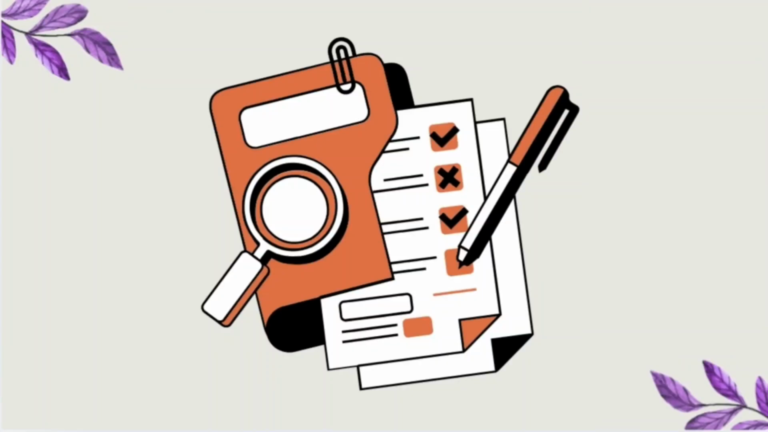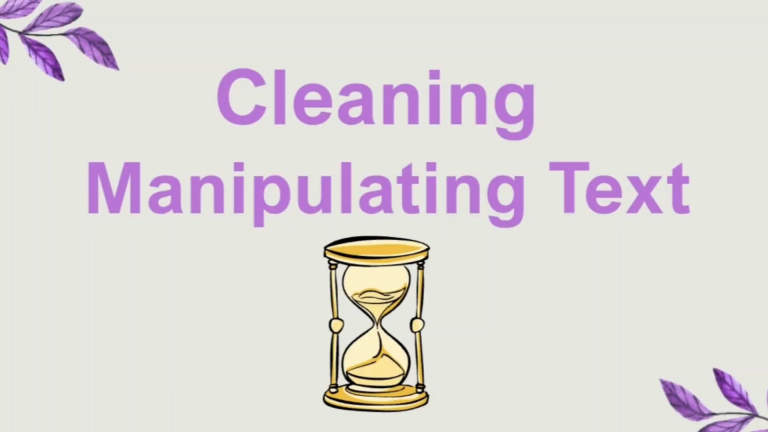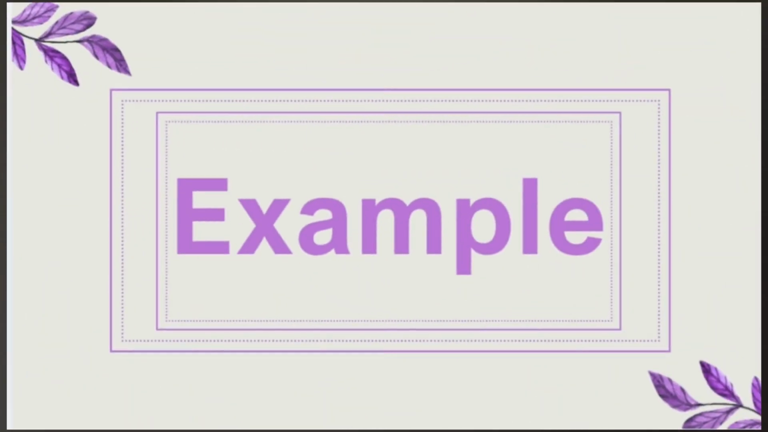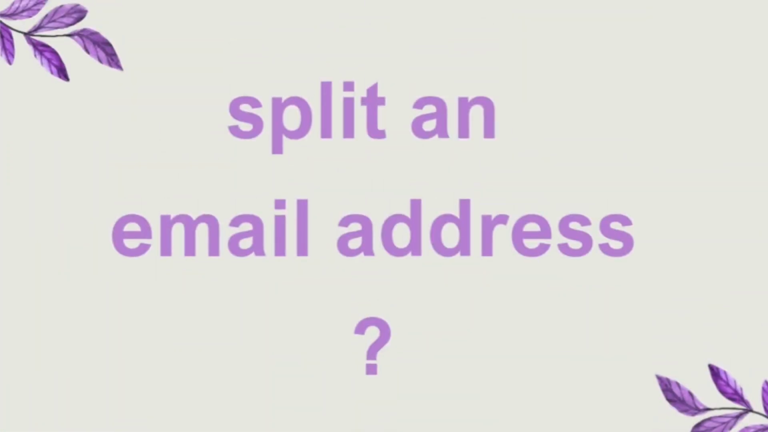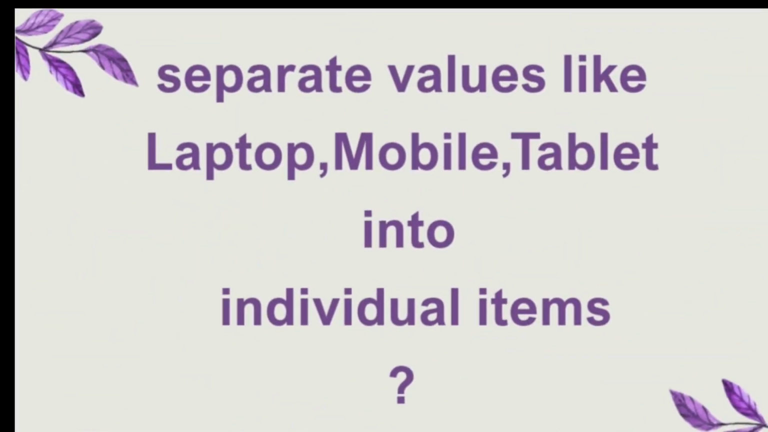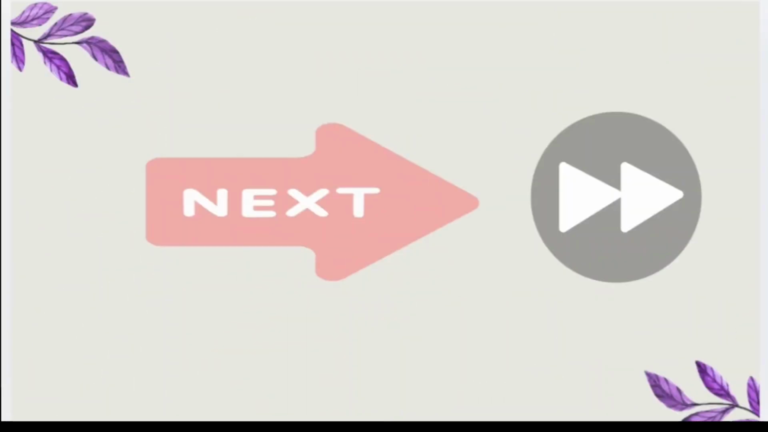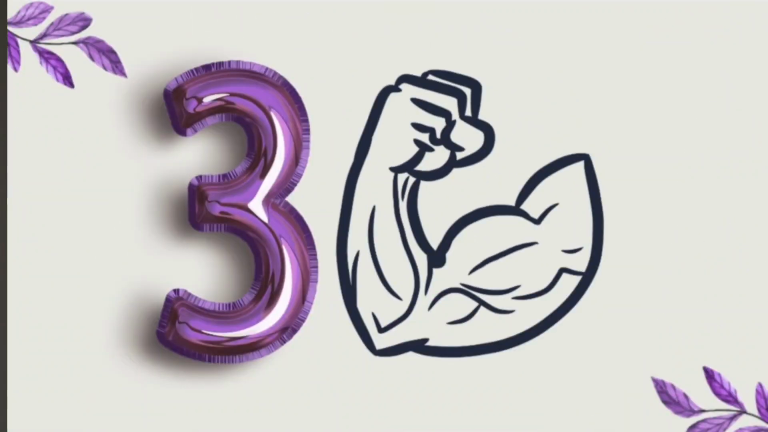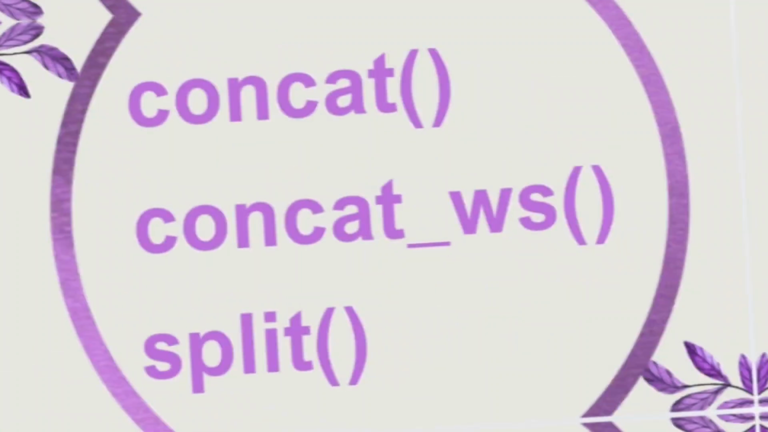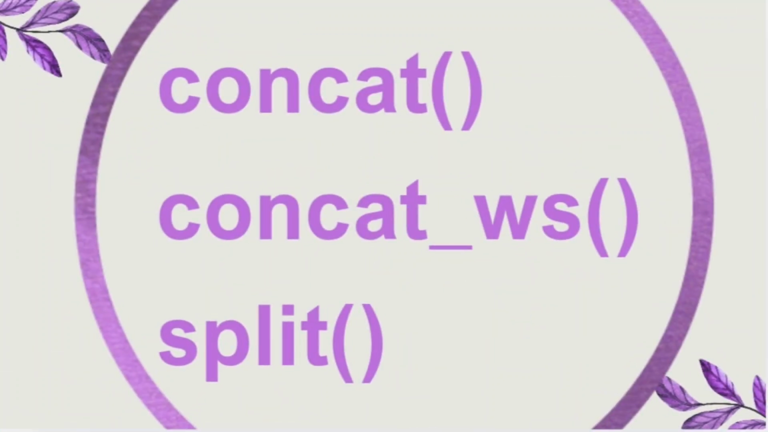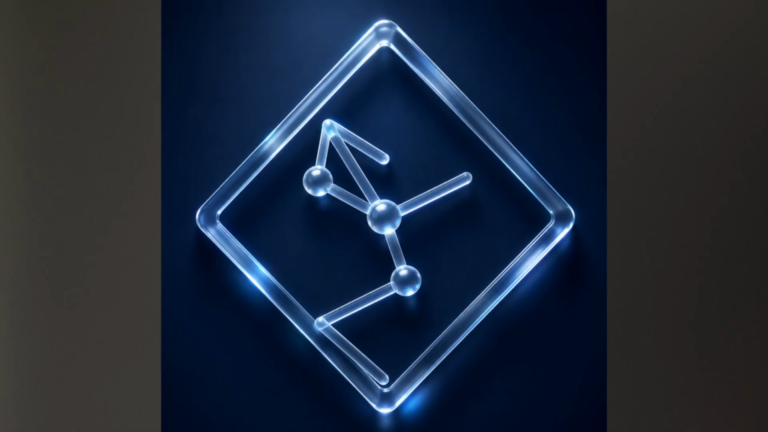But in real projects, we also spend a lot of time cleaning and manipulating text. Examples: how do you combine a first and last name? How do you split an email address? How do you separate values like laptop, mobile, tablet into individual items? That's exactly what we will learn in the next video, using three more powerful PySpark functions: concat, concat_ws, split.